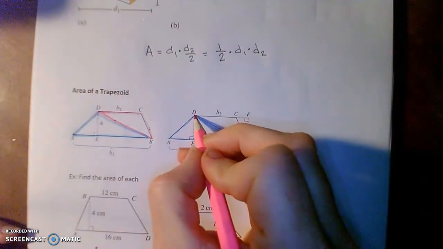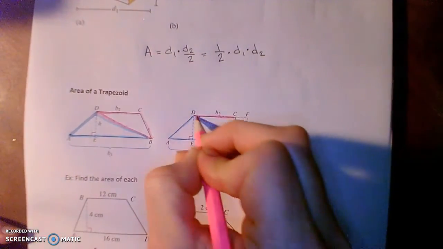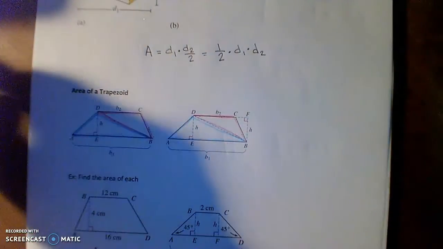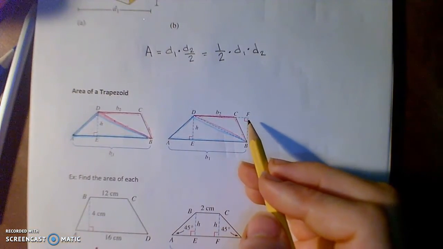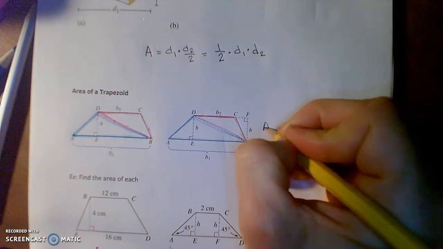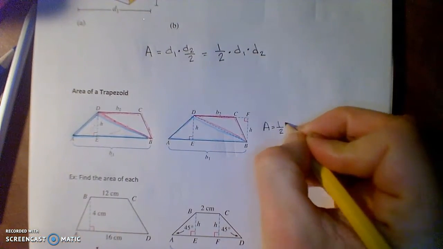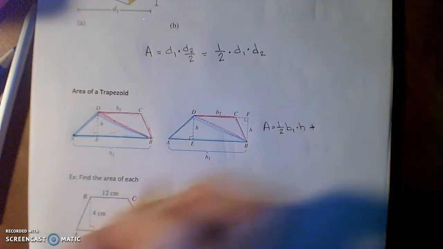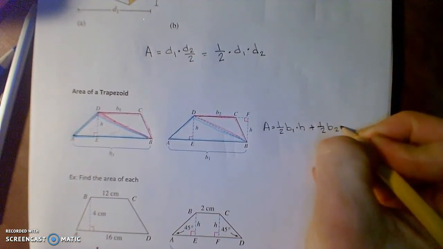And the upper triangle here has base B2, and its height is the same as H. So the area for the trapezoid will be the sum of those two triangles. So the area will be, first the blue triangle, 1/2 B1 times H, plus the area of the pink triangle, 1/2 B2 times H.